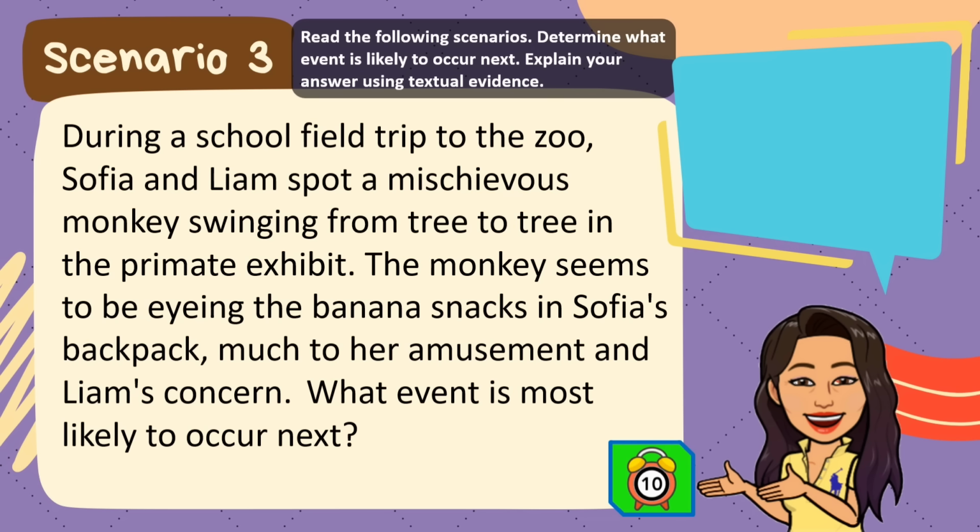Scenario number 3. During a school field trip to the zoo, Sophia and Liam spot a mischievous monkey swinging from tree to tree in the primate exhibit. The monkey seems to be eyeing the banana snacks in Sophia's backpack, much to her amusement and Liam's concern. What event is most likely to occur next?